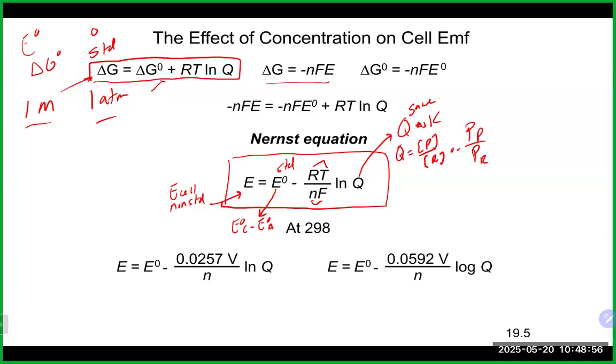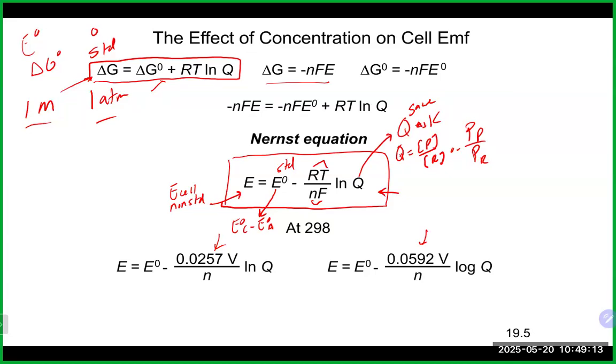Now, just like we saw with that previous equation, if you're at 25 degrees Celsius, the RT and F does reduce down to those same numbers we saw previously. Once again, if you don't want to worry about the bottom 2, just put the numbers into this equation and it'll work out just fine.